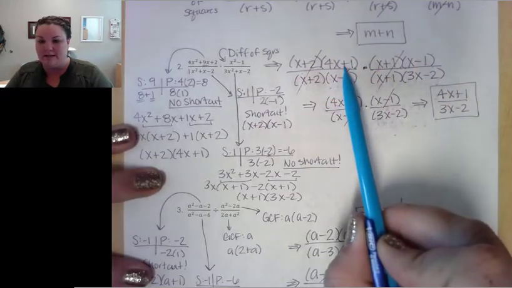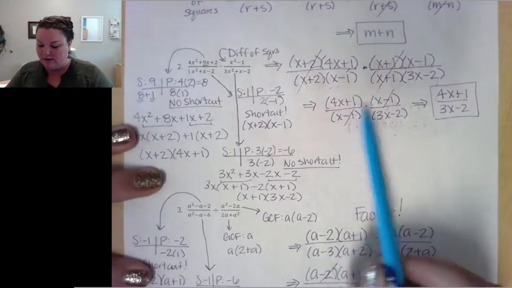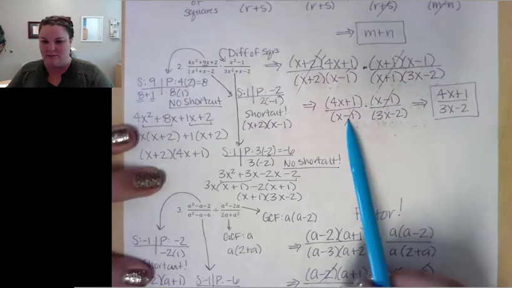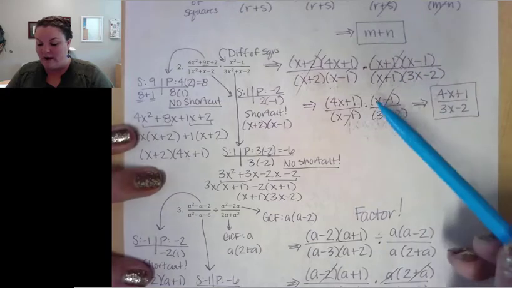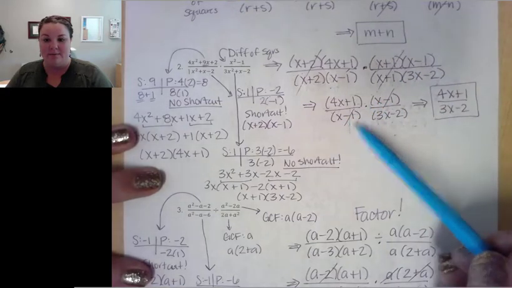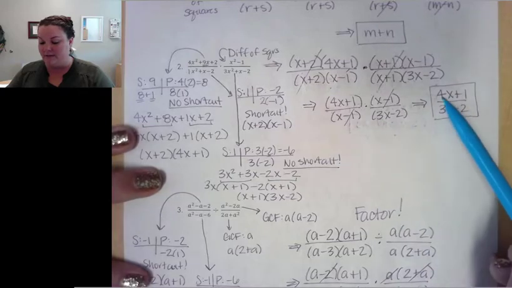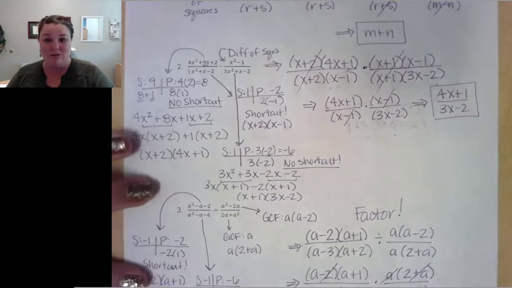So I had 4x plus 1 times x minus 1, right? And then x minus 1 times 3x minus 2. So that's what's here. And then I noticed, oh, I have another matching quantity on top and bottom. So once I reduce those, then I end up with 4x plus 1 over 3x minus 2.